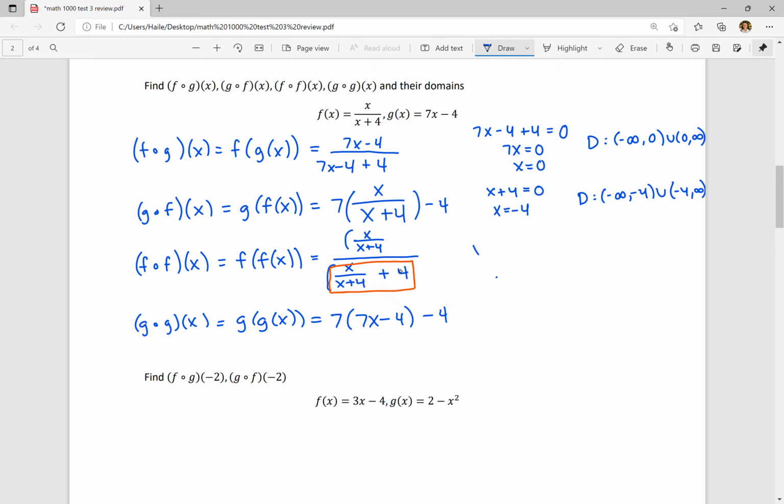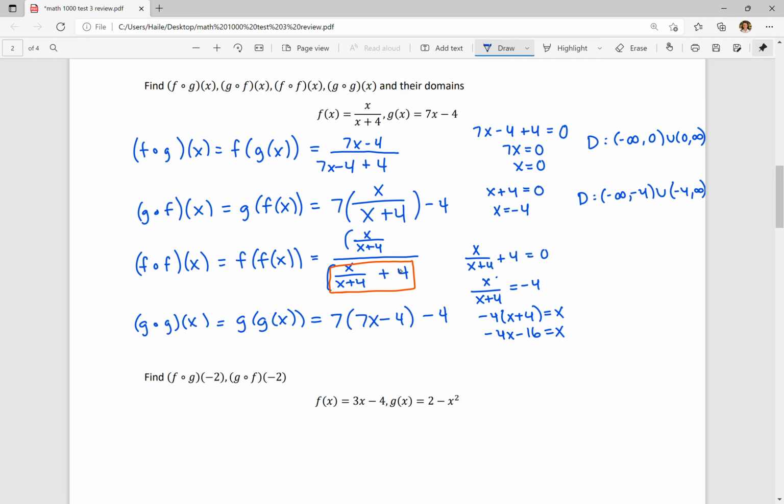Okay, so we have x over x plus 4 plus 4 equals 0. So we can subtract 4. So we have x over x plus 4 is equal to negative 4. And then we can cross multiply. So we'll have negative 4 times x plus 4 is equal to x. And if we distribute, we have minus 4x minus 16 is equal to x.